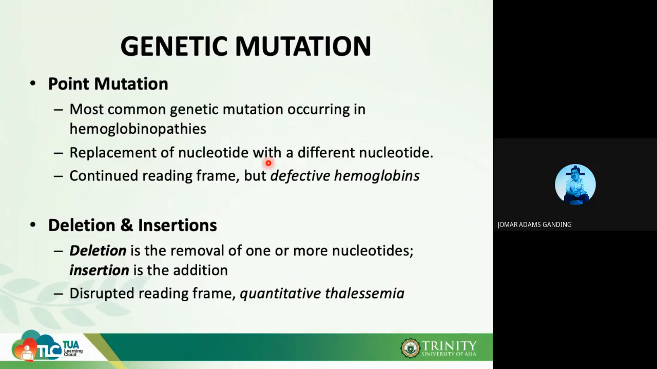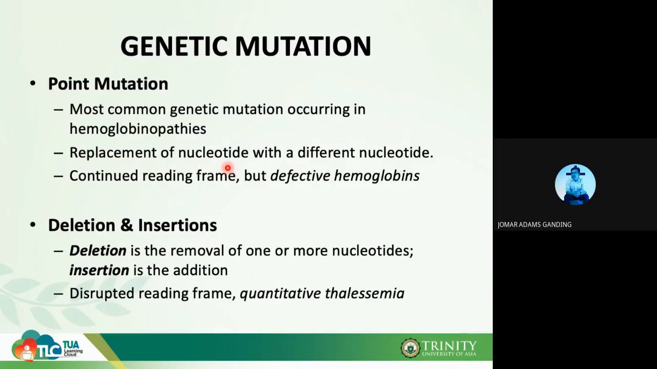Your point mutation is actually the most common genetic mutation occurring in hemoglobinopathies. So in point mutation, there is a replacement of a nucleotide with a different nucleotide. Okay? So kunwari, di ba, yung AAA natin na codon, one of the nucleotides there will be substituted. Take for example, magiging AGA na lang siya, AGA, okay? Magiging AGA na lang yung nucleotide, yung codon mo. So what I'm trying to say here is that there's a point mutation only.